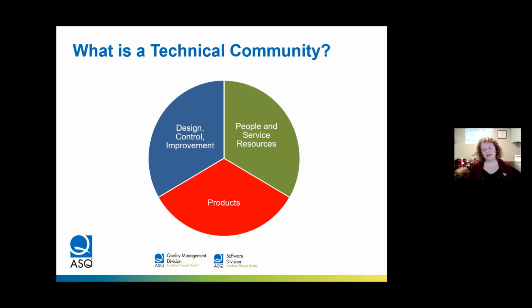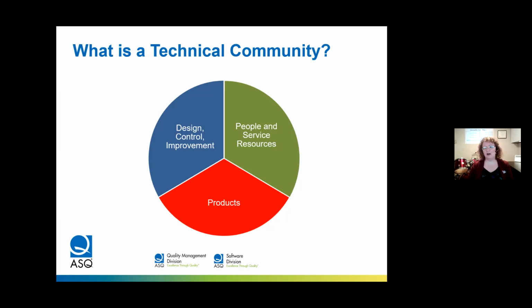So they're often known as divisions or forums, a community of professionals working together, all within a common interest area. And that's probably a better way to define the technical community, is people coming together with a common body of knowledge in each area. And I think that's really helpful. The segments are the groups of technical communities that share that common interest. And here you can see that there are 3 segments: design, control, improvement; the people; and service, resources, and products.